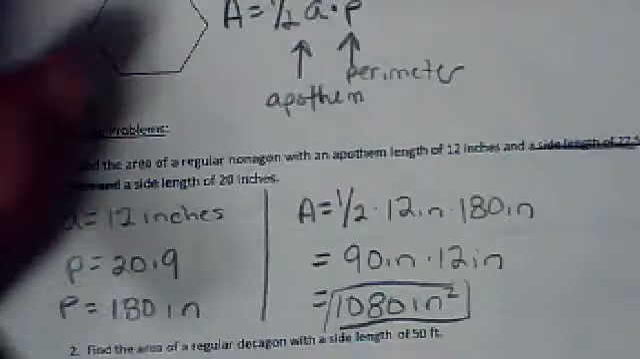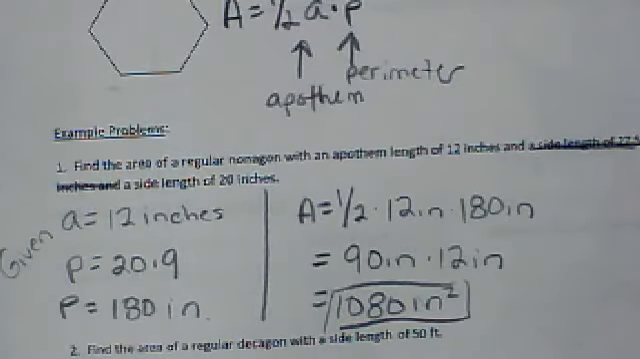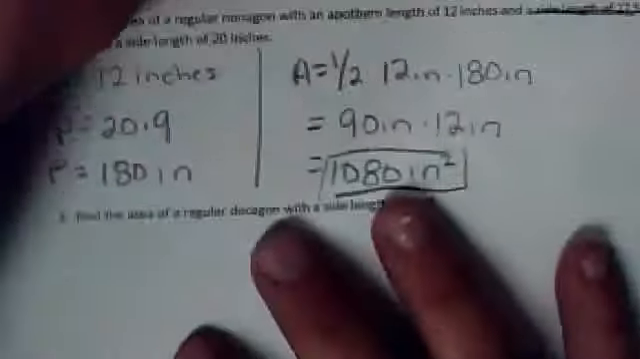Alright, so that's my final answer. So this was a pretty straightforward problem. It gave you a side length, it gave you an apothem, and gives you all this information, and you just plug that information or substitute it into your area formula.